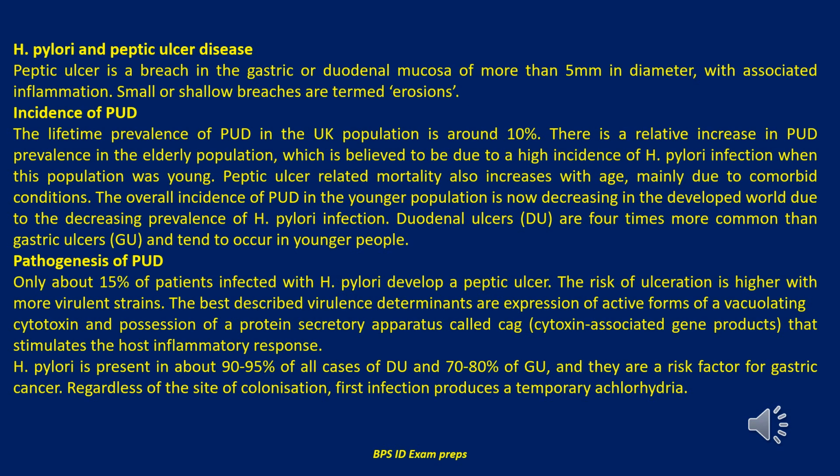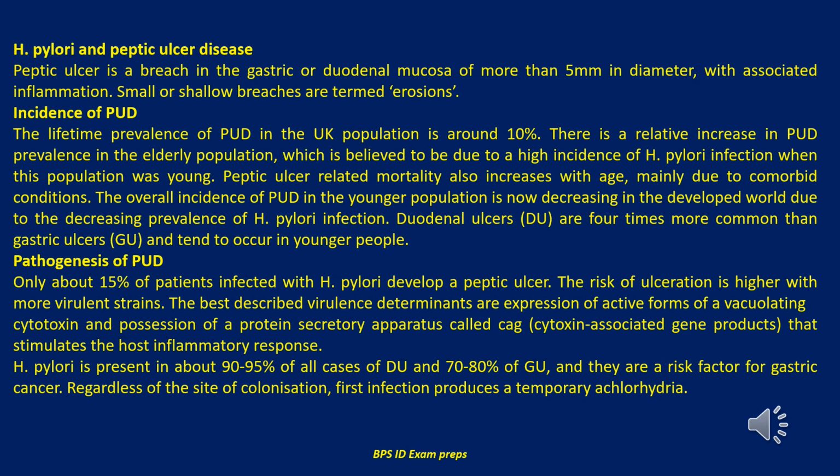The best described virulence determinants are expression of active forms of vacuolating cytotoxin and possession of a protein secretory apparatus called CAG, which stands for cytotoxin-associated gene products, that stimulates the host inflammatory response.